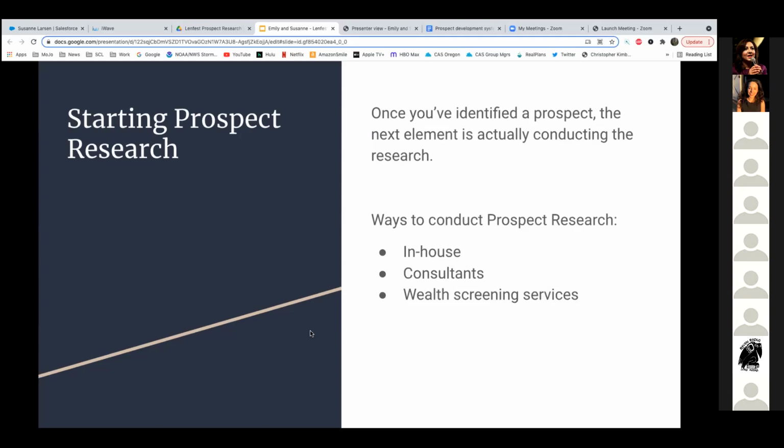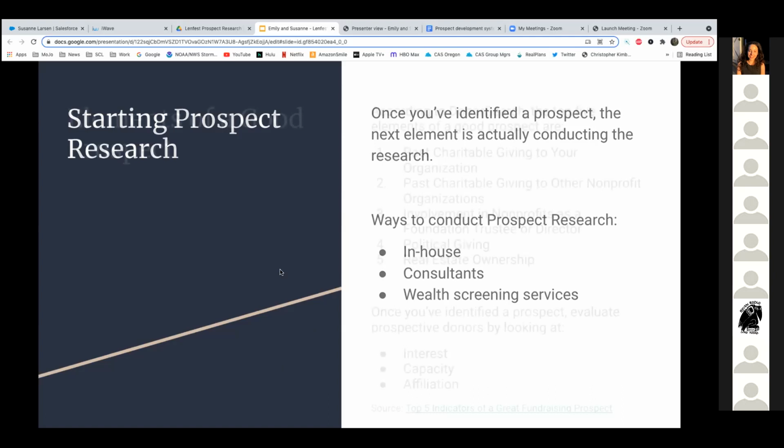Consultants do as well, but there are many consultant agencies out there that focus solely on prospect research. So that's a really great resource. And an element of conducting research that can save you time is wealth screening. This is identifying wealth markers in certain prospects. It's just an element of the cycle that I wanted to mention that we'll get into a little bit more later.